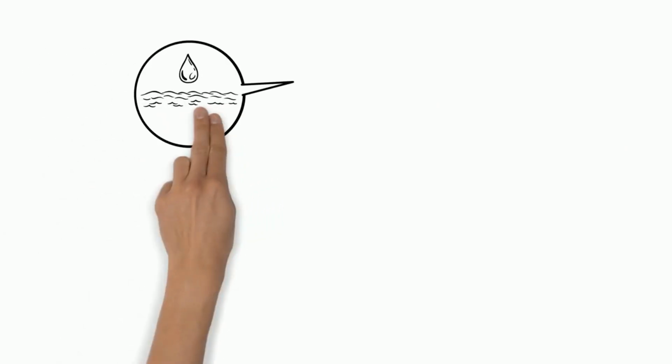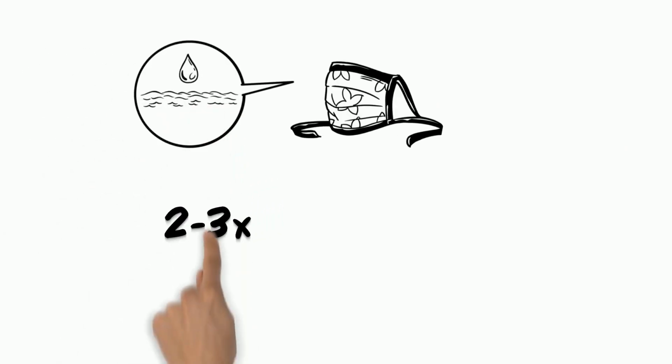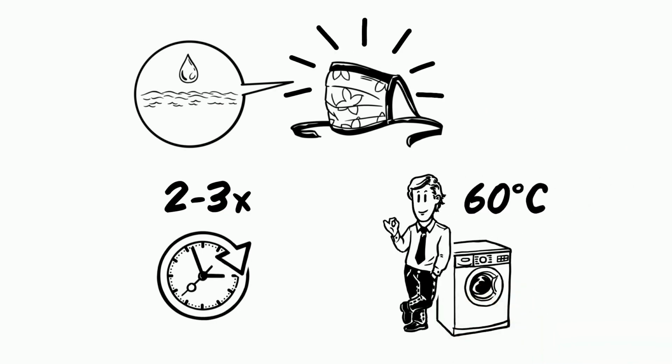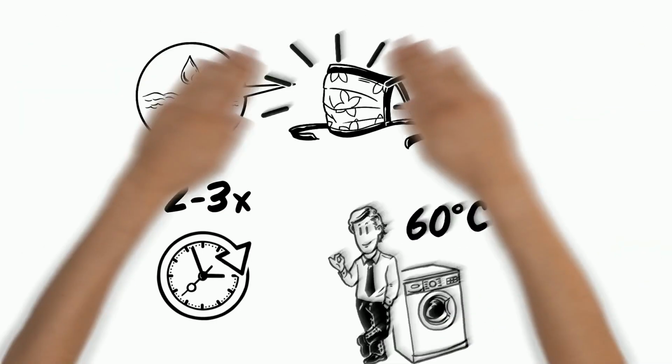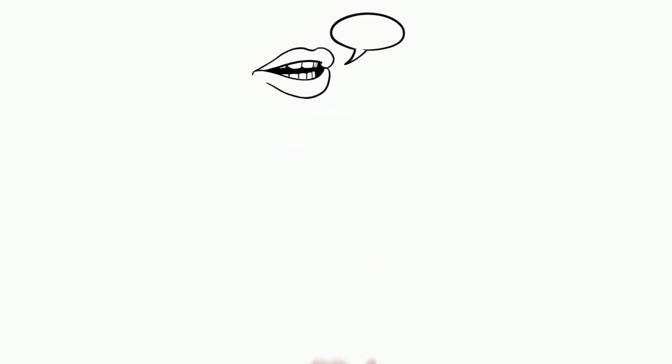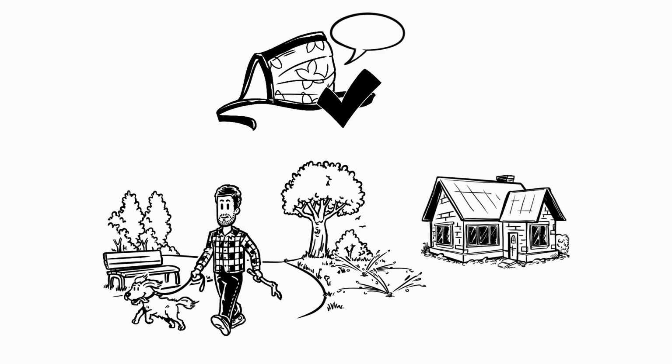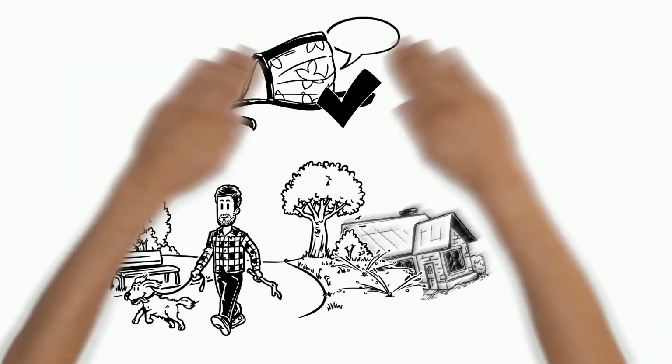Depending upon how damp the face mask gets, it should be replaced 2 to 3 times a day. Washed at 60 degrees, it can be reused. For talking to people, the homemade masks provide good protection. At home or while out for a walk, they are not necessary.